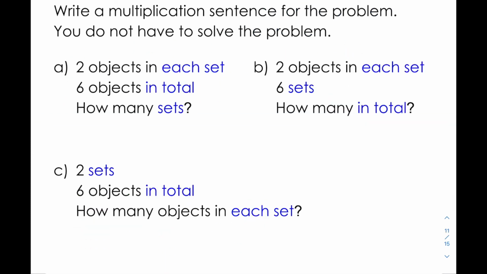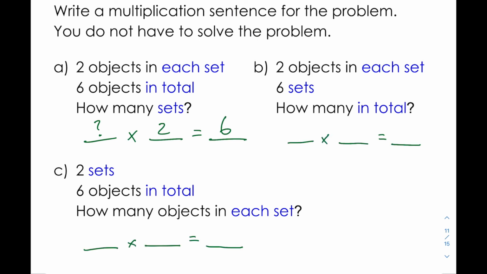Write a multiplication sentence for the problem. You do not have to solve the problem. So here we have, again, blank times blank is equal to the total. We have 6 total. We have 2 in each set. We don't know how many sets. So that's what they mean by write a multiplication sentence, but we don't have to find the actual answer. So go ahead and try B and C. Pause the video, come back when you're ready.